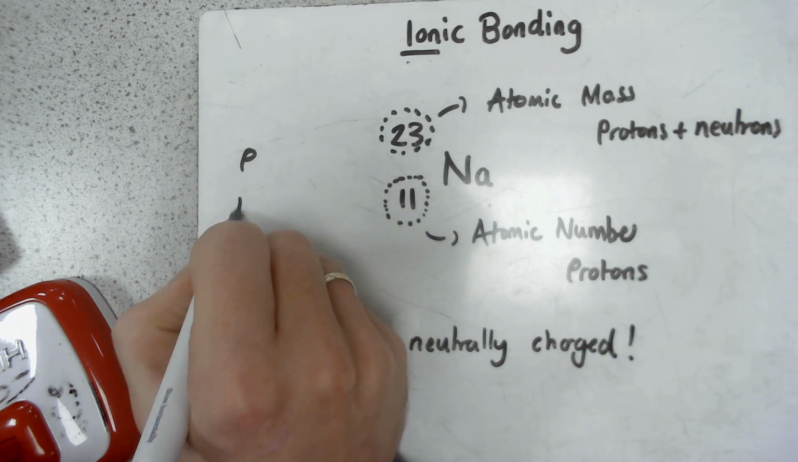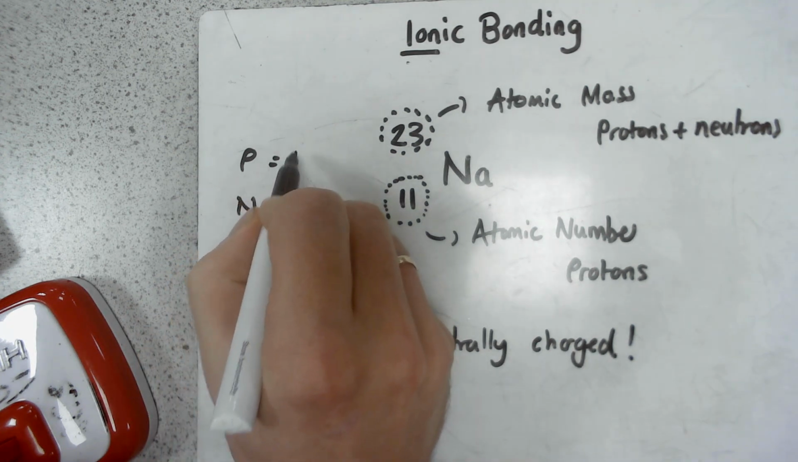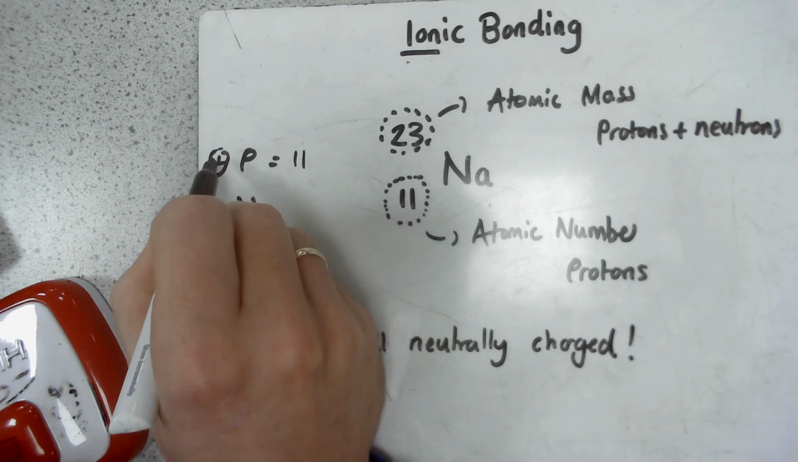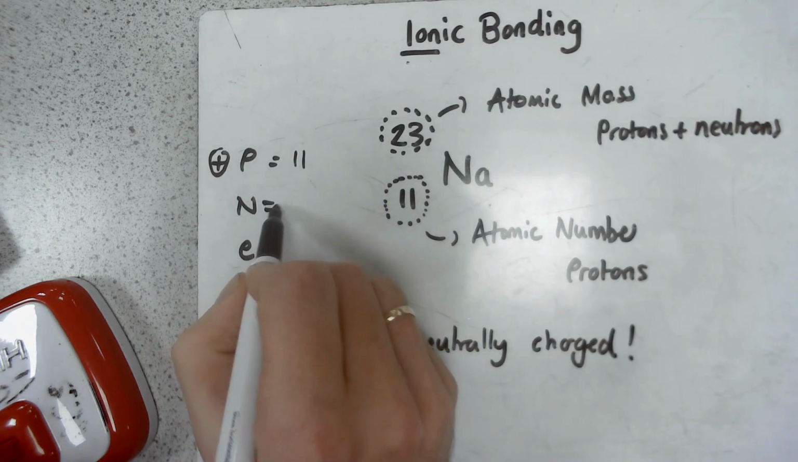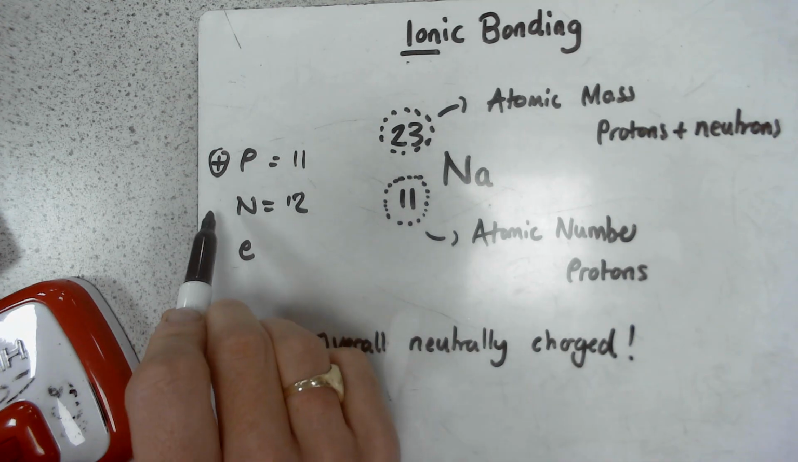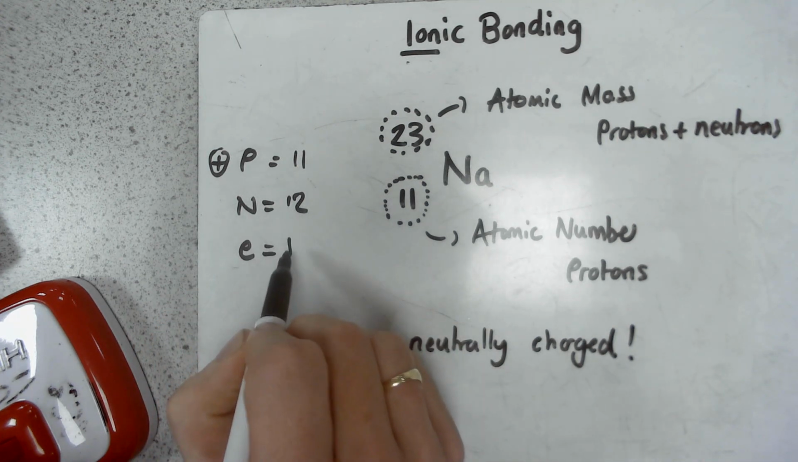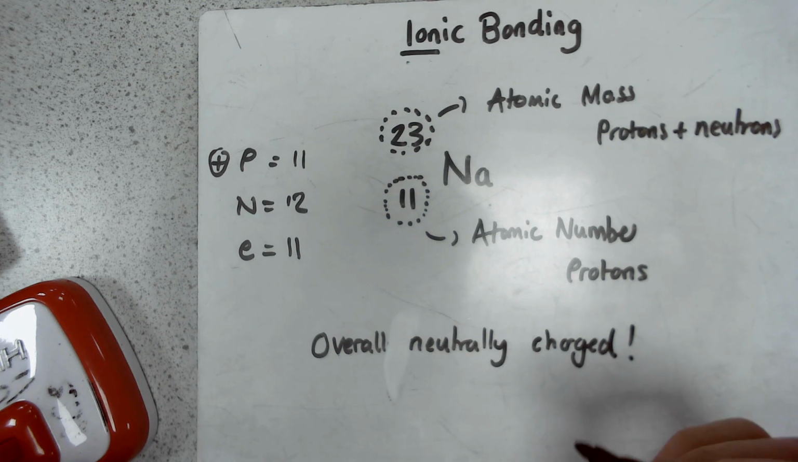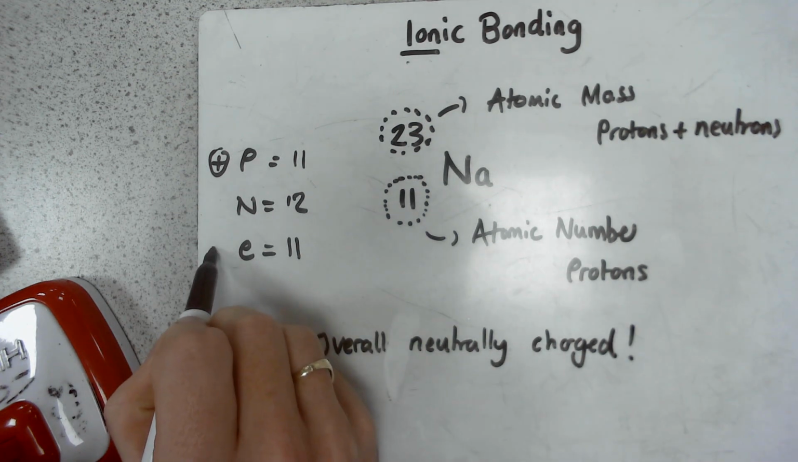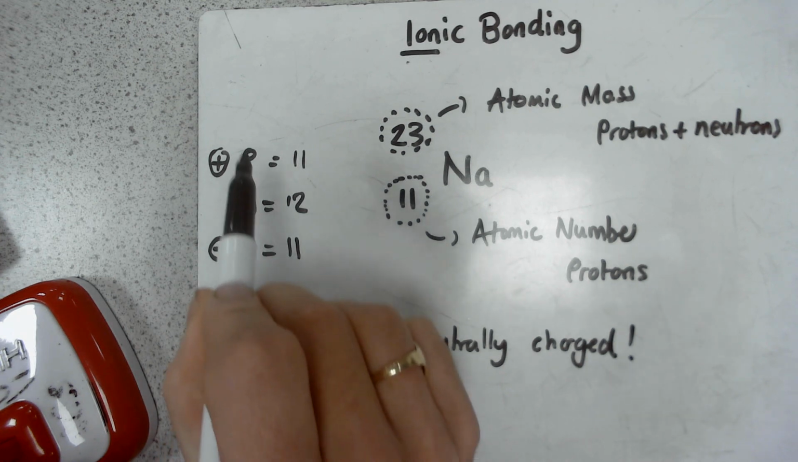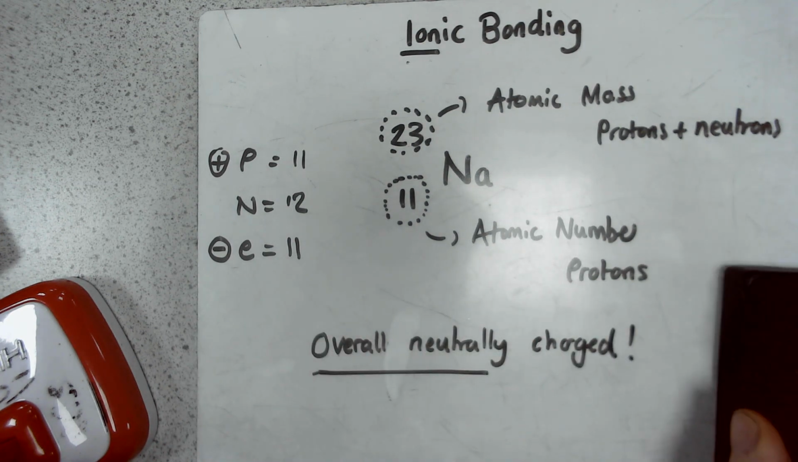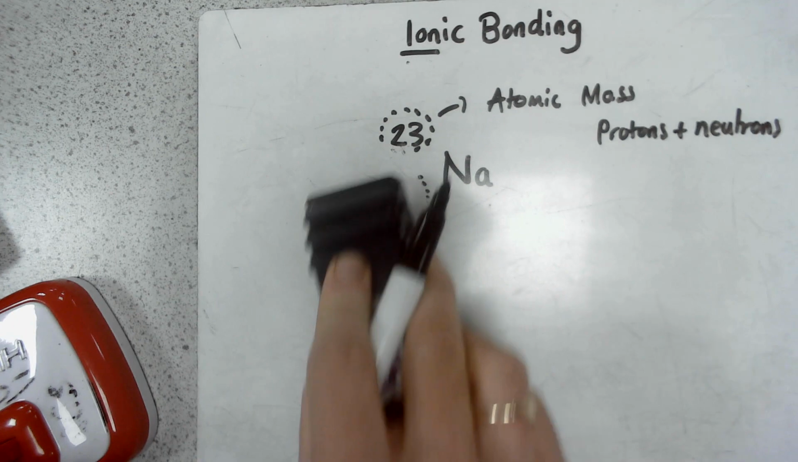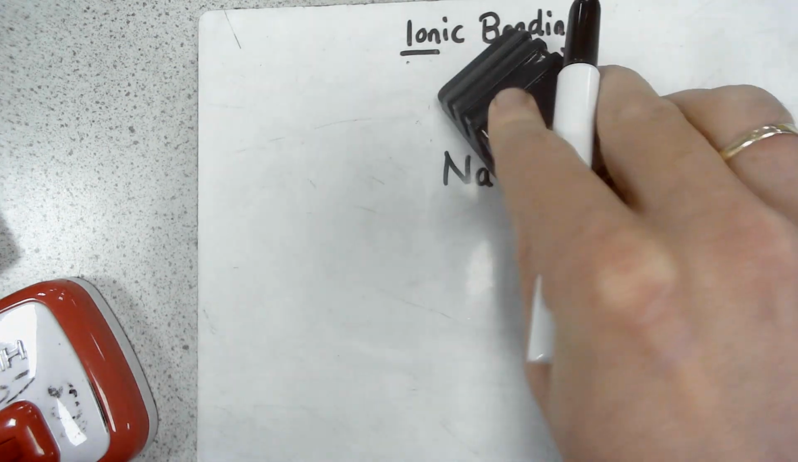So if I were to do P, N, E, I would have 11 protons, and protons are positive. I would have 23 minus 11 neutrons, so I would have 12 neutrons. Neutrons are neutral, and I would have 11 electrons. Now, obviously my electrons will be negative. Okay, so I've got 11 minus, 11 plus, overall neutral. Atoms are always overall neutrally charged. Now, we said that an ion was one that had lost or gained electrons, so that's what we're going to need to do in a minute.